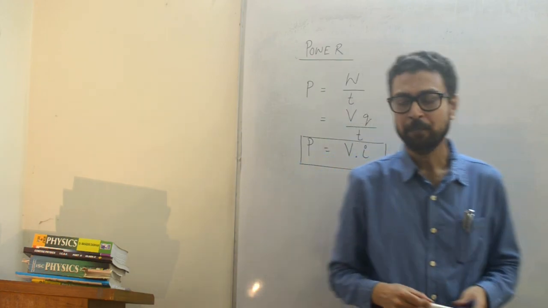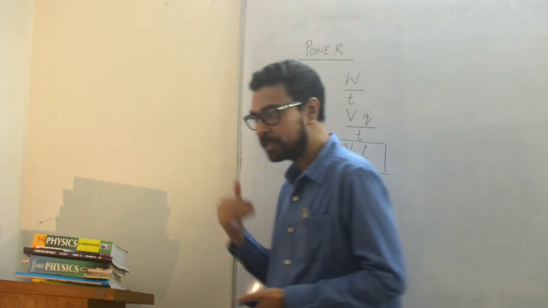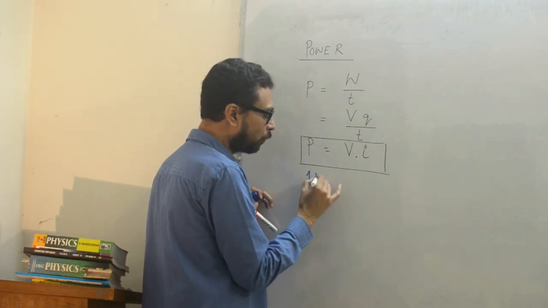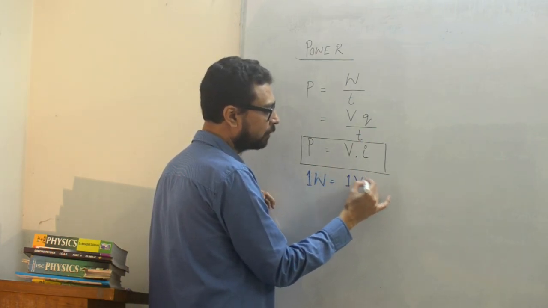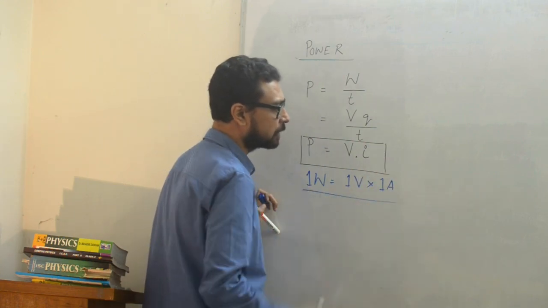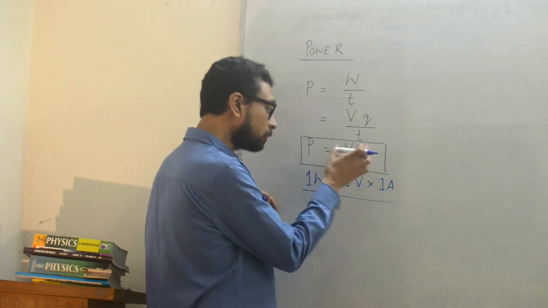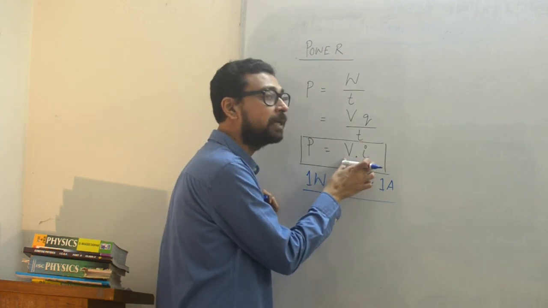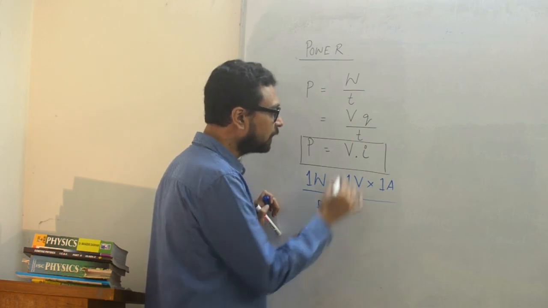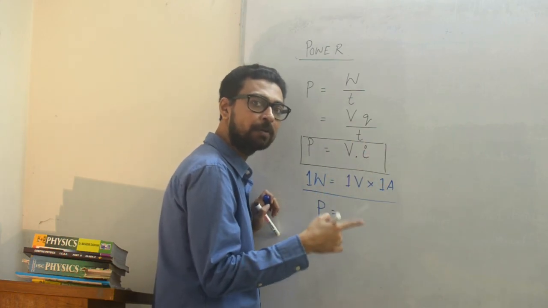So power here is equal to potential into current. The unit of power is watt in electrical power, and we can say that 1 watt is actually equal to 1 volt into 1 ampere, and this is the basic relationship, but this relationship can be modified. Now how can we modify it? First of all, V is equal to IR, that we know from Ohm's law.